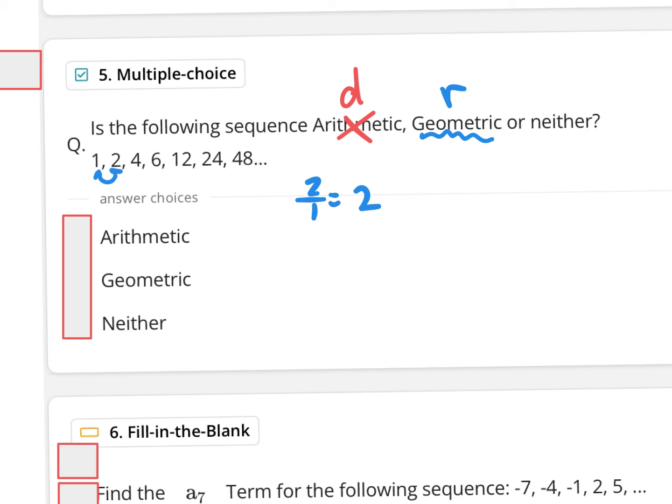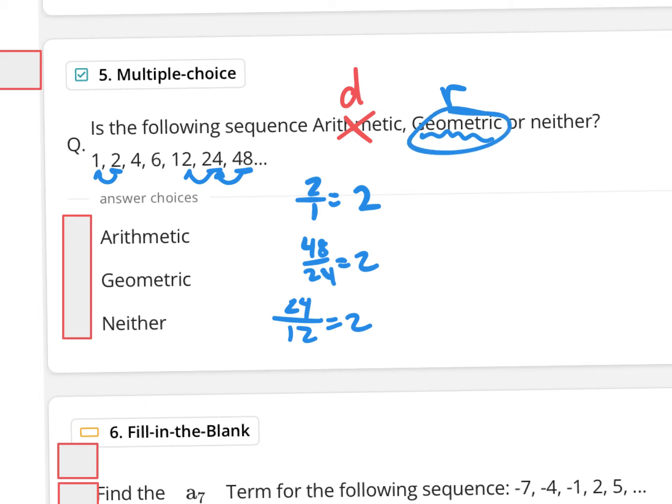Oh, that's 2. So maybe the common ratio is 2. How about 48 divided by 24? 48 divided by 24, that's also 2. 24 divided by 12, that's also 2. You're probably thinking geometric, right? But if you pick geometric, it's going to be wrong.